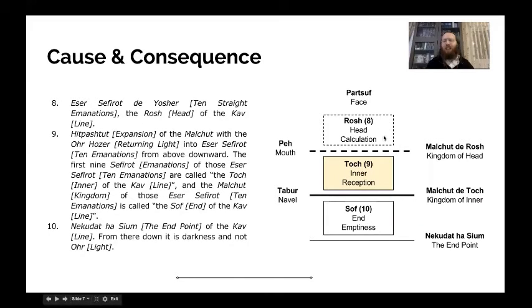So in 8, it's just a calculation. You don't actually feel anything. What you feel is the results of it, and then you know that they're calculations. You can say the calculation is in potential, and then in actuality is 9 and 10. And the difference between 9 and 10 and between the toch and the sof, toch is enjoyment from actually receiving the light, and then sof is enjoyment from rejecting the light, from not receiving the light.